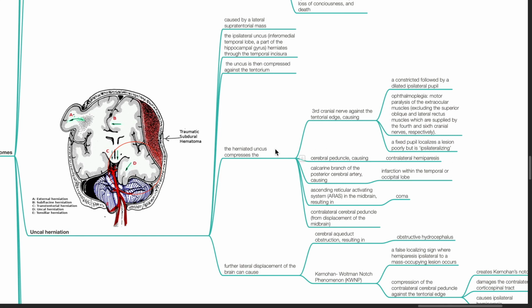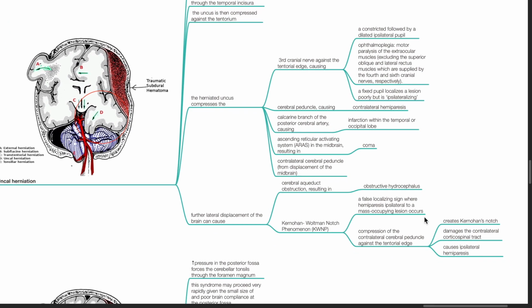The herniated uncus compresses the cerebral peduncle, causing contralateral hemiparesis. The uncus also compresses the calcarine branch of the posterior cerebral artery, causing infarction within the temporal or occipital lobe. Compression of the ascending reticular activating system in the midbrain results in coma.